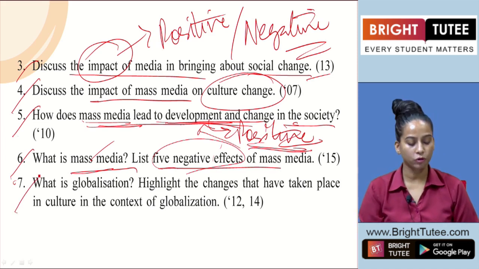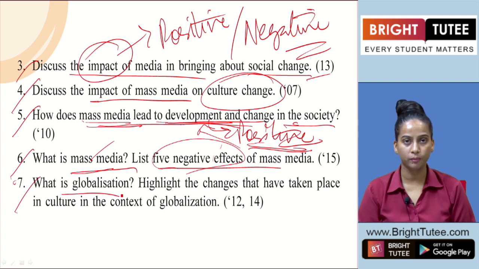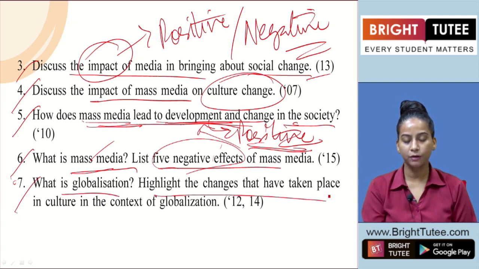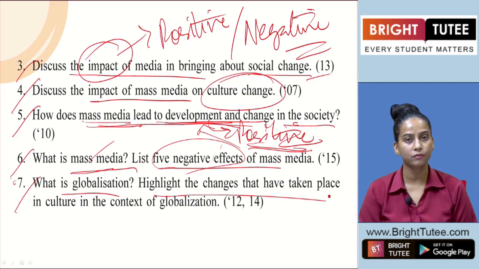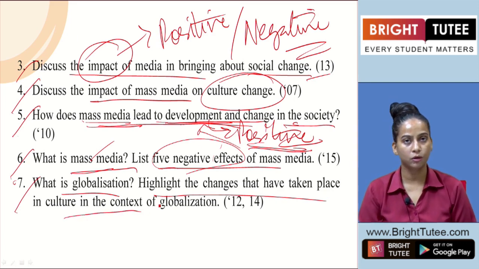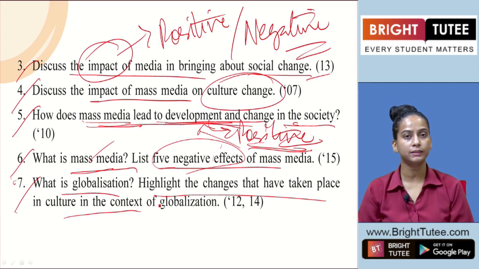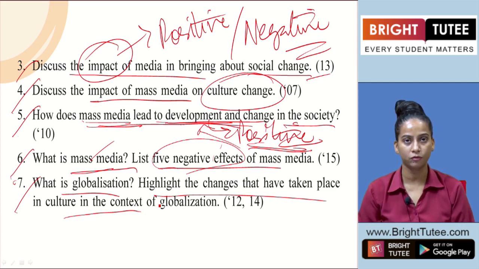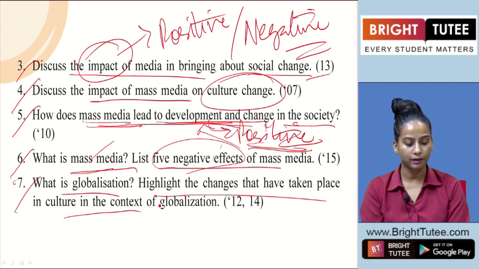Question number 7, they have asked what is globalization, and the second part of that they have asked highlight the changes that have taken place in culture in the context of globalization. Clear? So 2 parts are there in this question. The first is globalization. We need to define the meaning of that. So how we can define?